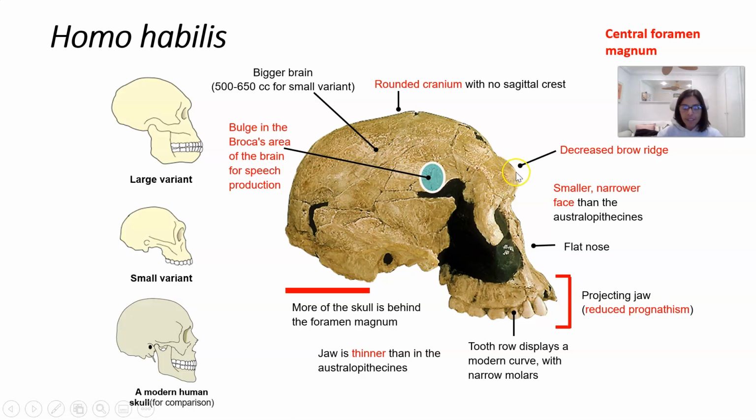There's less emphasis on that. The face was smaller than the other Australopithecine species, and crucially, the prognathism or the protrusion of the jaw is becoming less. Now, as this becomes less, it's important to note that the brain case or the cranium gets larger. Other interesting facts about Homo habilis is that there is a bulge in this area of the brain known as Broca's area for the recognition and the development of rudimentary speech.